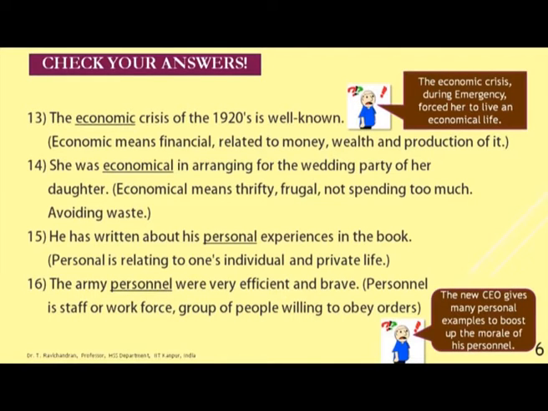15 and 16, the choice given to you was between personal and personnel. Again, slight difference only, but the first, personal: he has written about his personal experiences in the book. Personal, ending in AL, is related to one's individual and private life. I personally like you, but in office I am showing you my annoyance. So, it means as an individual I like you so much, but as your boss I have to talk to you in a different manner.